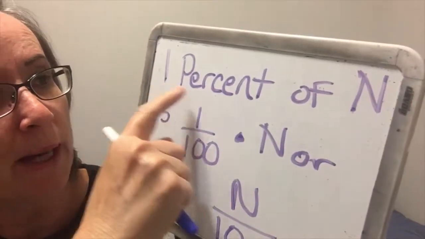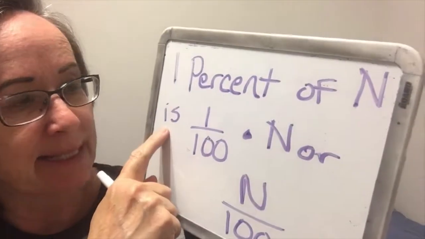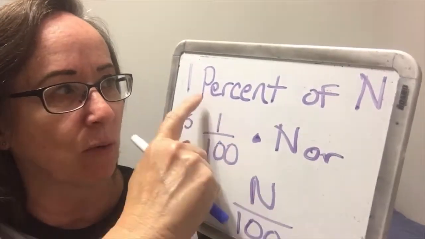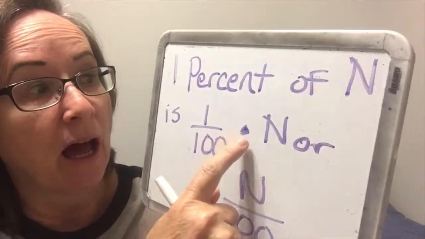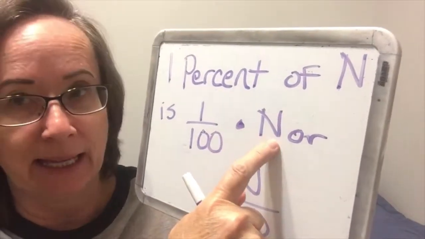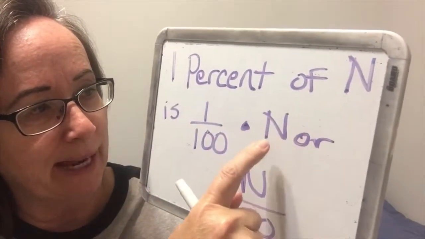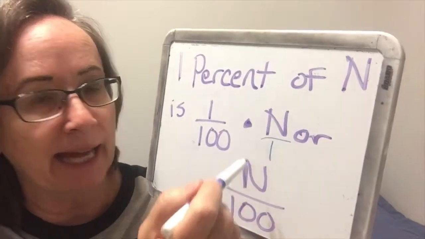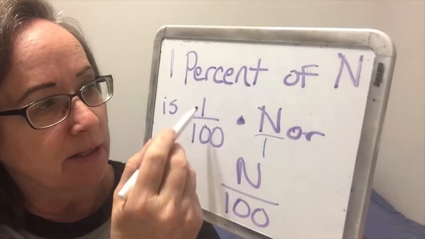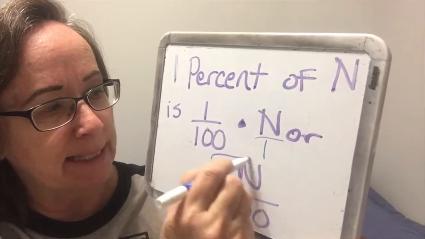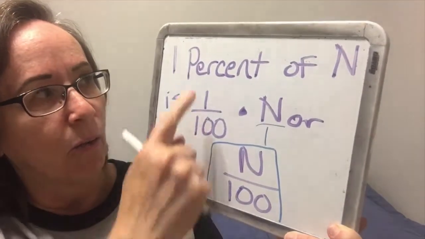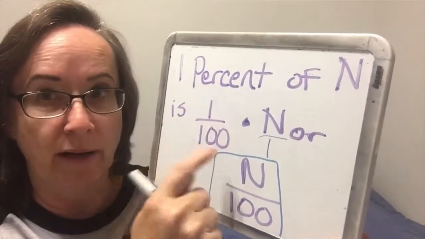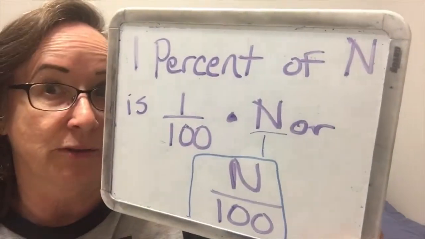Okay, so we know that 1% of a number n is the same thing as 1 over 100. One part out of 100 is 1%. 1% of n is always going to be 1 over 100 times n. When I multiply that out, remember anytime I have times a number and I'm dealing with fractions, I can always put a 1 underneath the n. So n over 100 is the same thing as 1% of n. So when we want 1% of a number, we can just do 1 over 100 times the number. So that makes it easy.